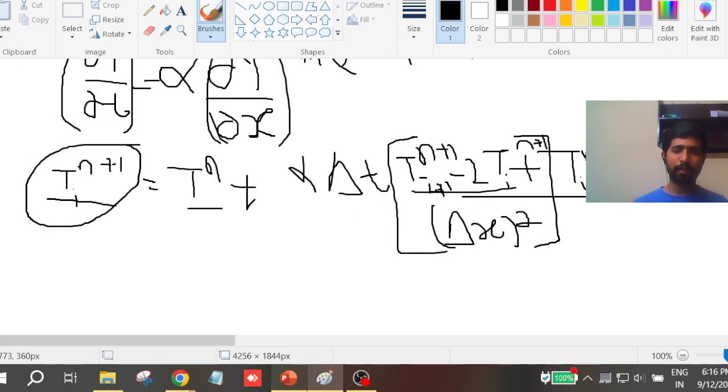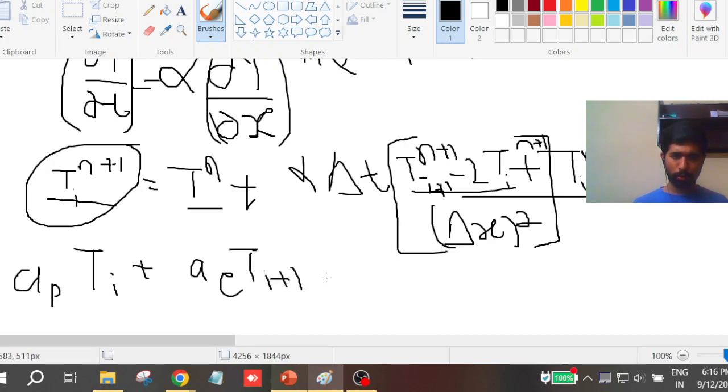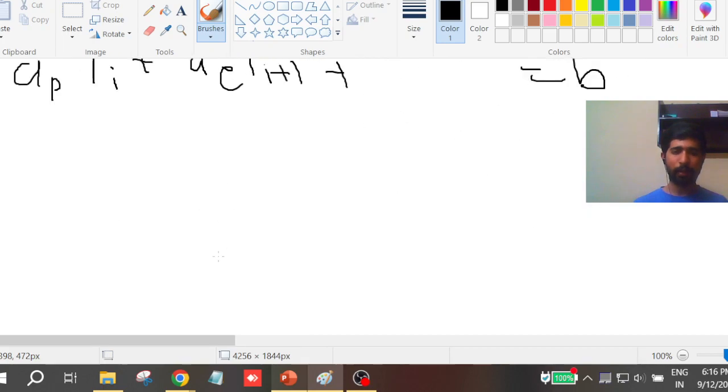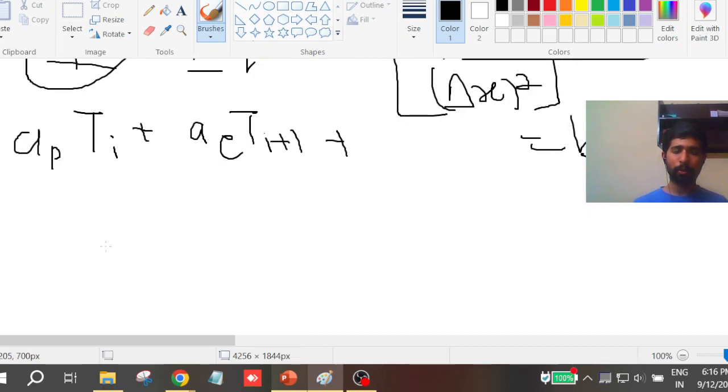Now we can rearrange them to get linear equations, like AP into Ti plus AE into Ti plus 1, plus AW into Ti minus 1, which is equal to some B. You can rearrange this equation. Now you have to solve them simultaneously to obtain the values of Ti's. So usually what we try to do in a typical CFD setup is that once we get this equation, we try to derive these equations on paper. So first we do that, and we get this AP, AE, AW.